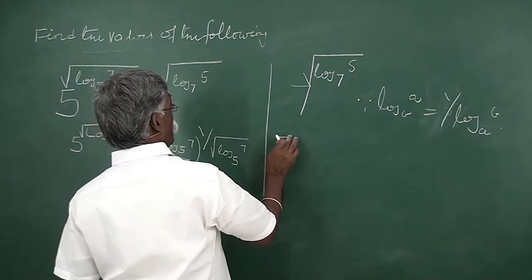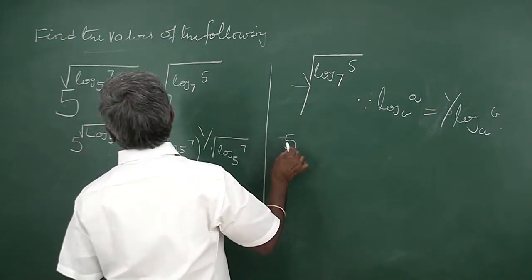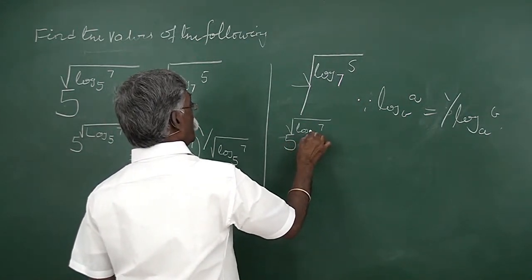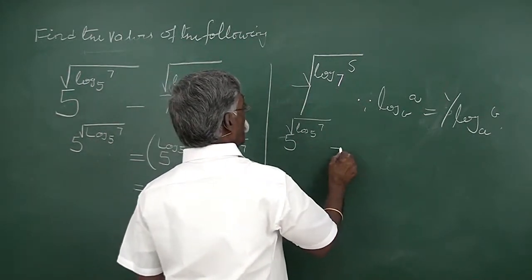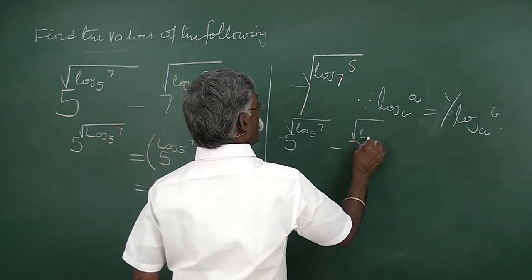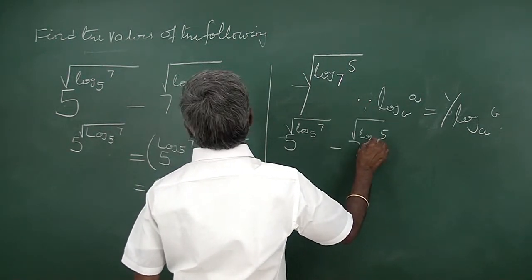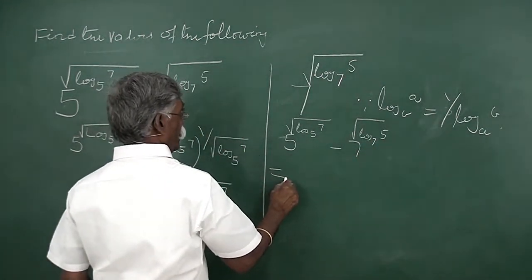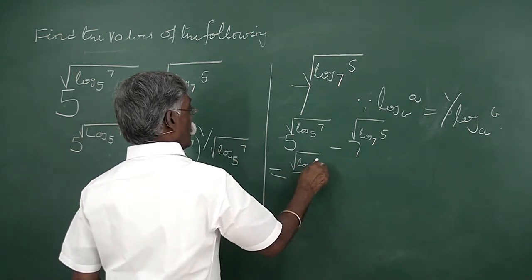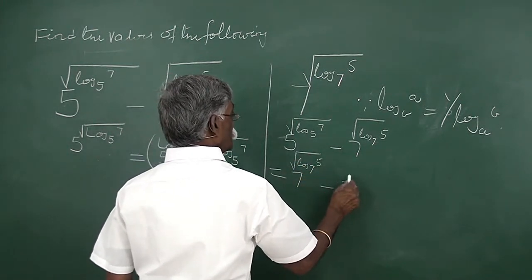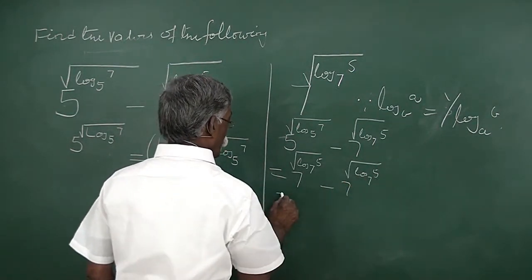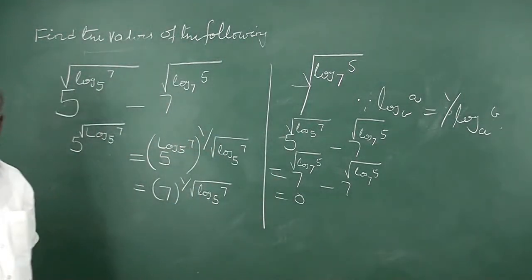Therefore 5 power square root of log 7 base 5 minus 7 power square root of log 5 base 7 is equal to 7 power square root of log 5 base 7 minus 7 power square root of log 5 base 7 is equal to 0.